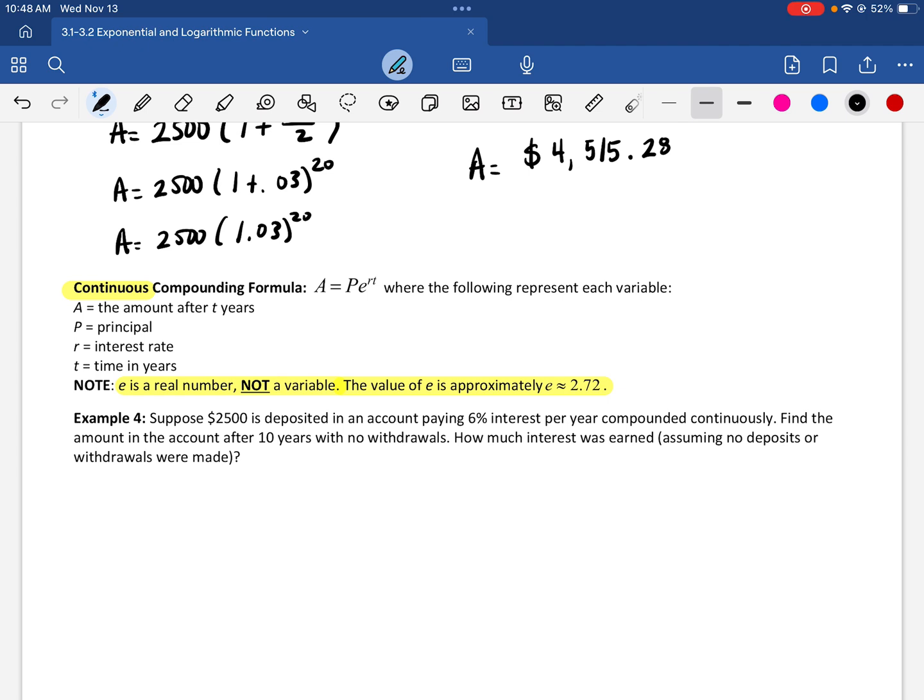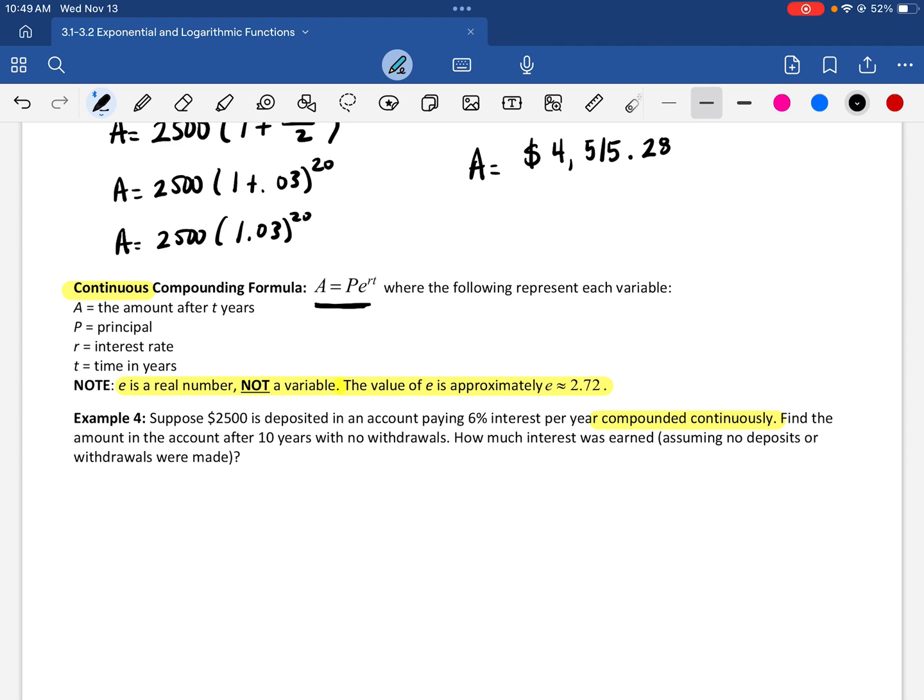It's a similar type of example. This time, still got that $2,500, still doing 6%, but the key there is that it says compounded continuously. Compounded continuously tells me that I want to use this, some people refer to it as the PERT formula, P e to the RT. And we're still doing 10 years, but there is a slight difference here. It says how much interest was earned, right? So how much interest is earned.